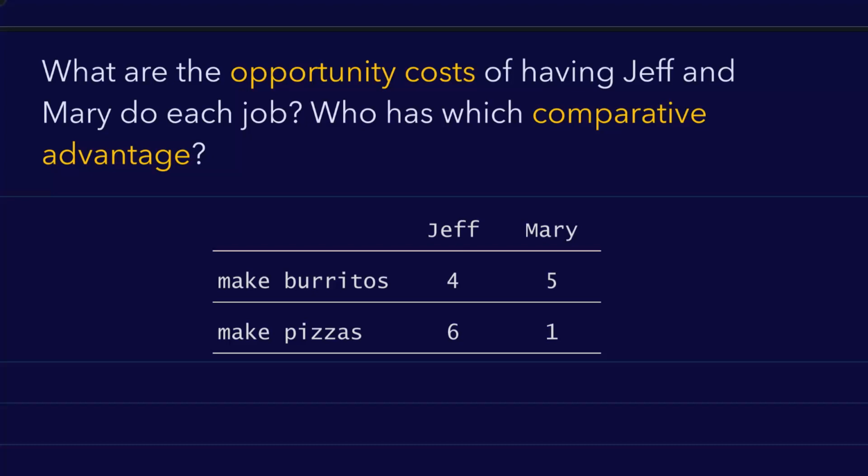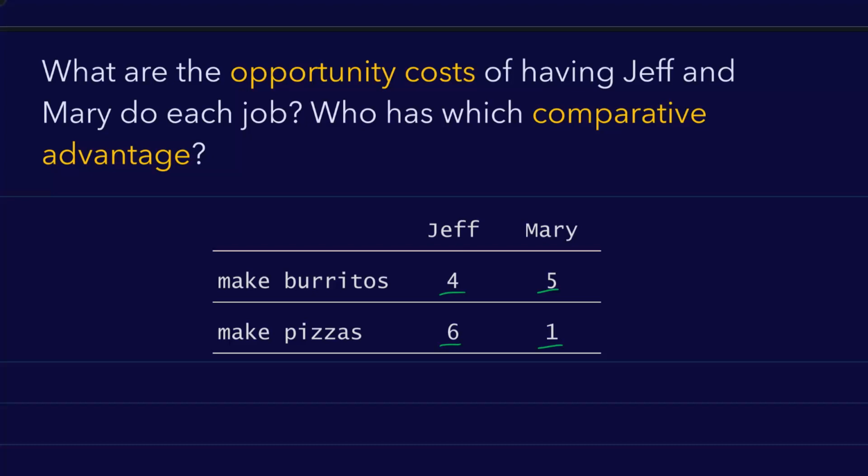Okay, so here we have Jeff and Mary, and both of them can do two jobs. They can make burritos or they can make pizzas. So let's say this is per hour. So Jeff can make 4 burritos in an hour, or he can make 6 pizzas in an hour. One or the other, not both. Mary, meanwhile, can make 5 burritos in an hour, or she can make 1 pizza in an hour. Again, one or the other she can do in an hour, not both.